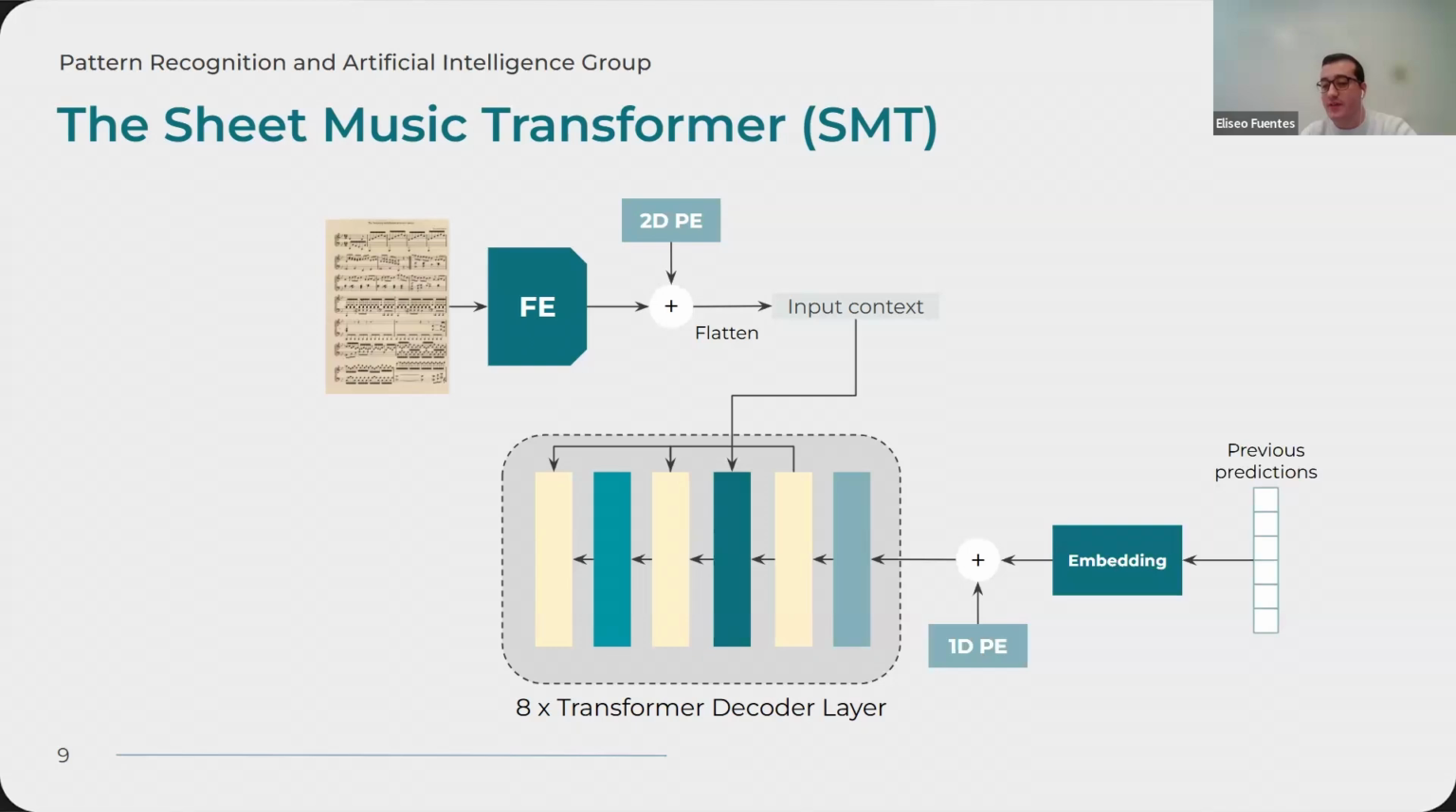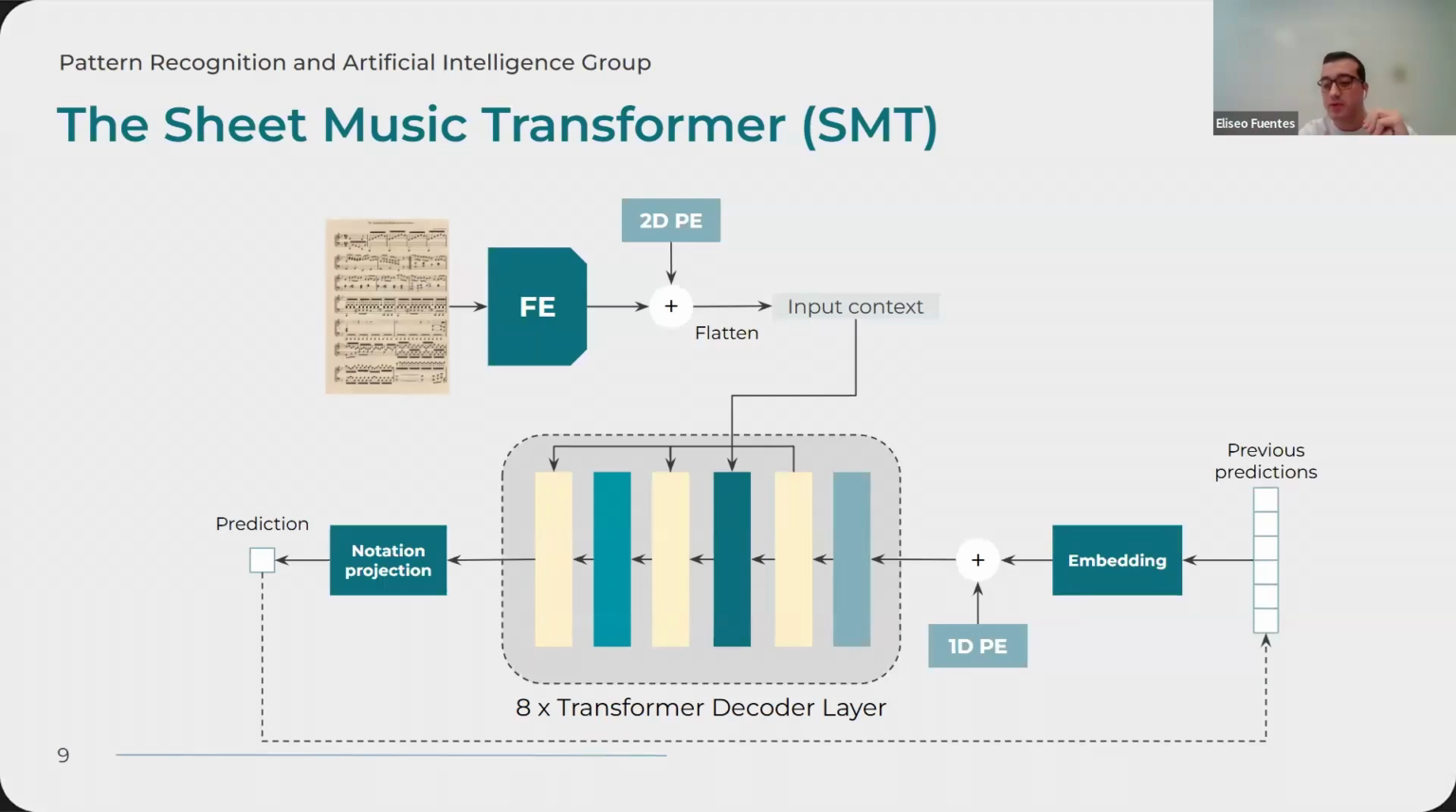Then the model is fed with the previous prediction. It has an autoregressive behavior. So we first start with a start of sequence token. We pass it through an embedding and a 1D positional encoding. And the outputs are projected into the notation vocabulary, and we get a prediction, which is fed back into the input of the transformer, and the model starts transcribing the music score until an end of transcription token is reached. So we end the transcription process. So this is the basic working of the sheet music transformer.